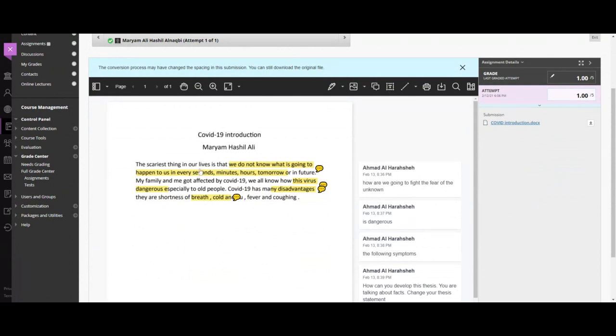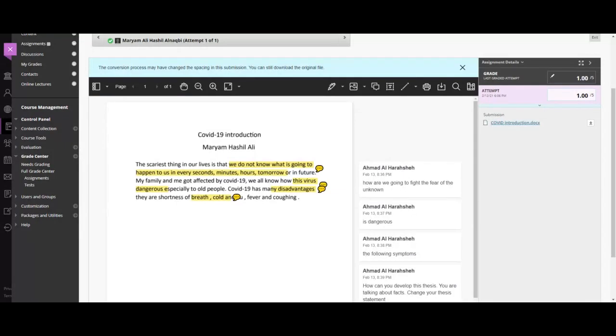The scariest thing in our lives is that we do not know what is going to happen to us every second, minutes, hours, tomorrow or in the future. Yeah, good. I suggest another phrase for you, or another sentence for you. How are we going to fight the fear of the unknown? This is more idiomatic, huh? It is more idiomatic.